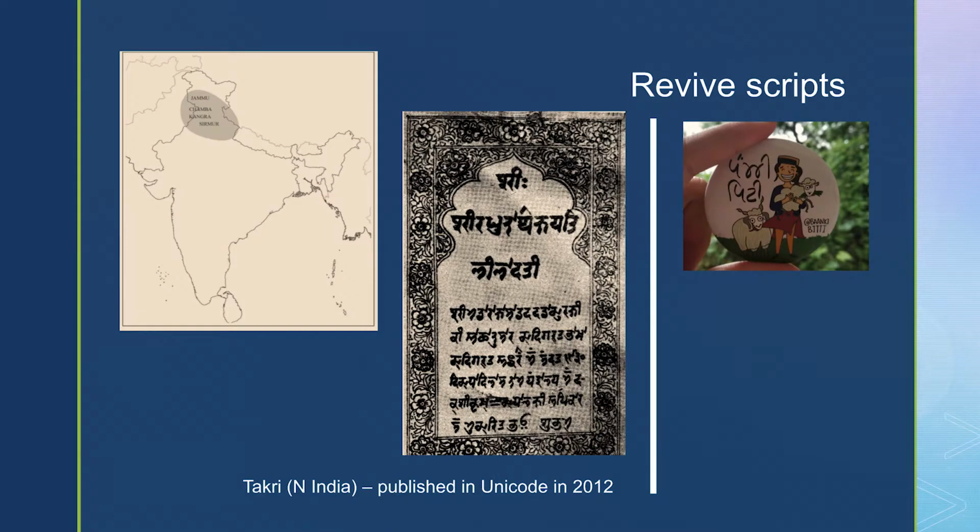The work may be able to revive a script. As an example, the Takri script, which was used in northern India, was phased out in the 20th century and replaced by the Devanagari script. However, an illustrator found the successful Unicode proposal and got interested in the script, which was published in Unicode in 2012. On the right-hand side of the slide is a badge by the illustrator who lives in northern India, and there are reports of efforts to revive the script today.